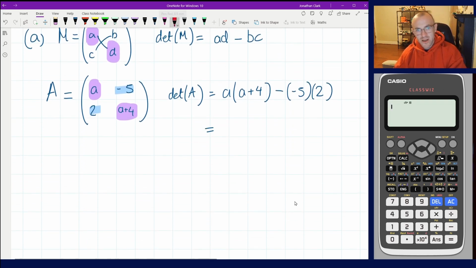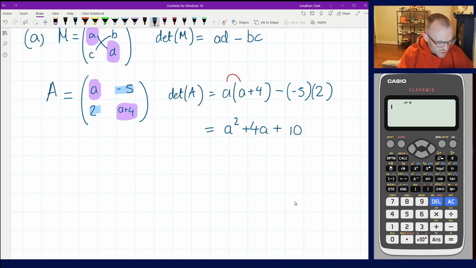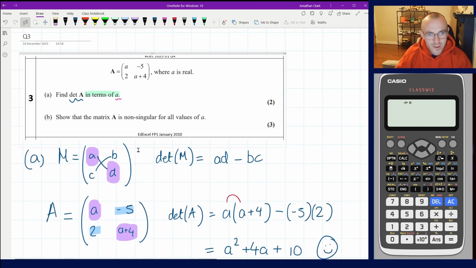So let's expand the brackets. a times a is going to give me a squared. I'm also going to get a 4a from the next multiplication. And minus minus is a plus, and that's going to give me a plus 10. And I think that's as far as I'm going to go for the determinant calculation. That looks pretty good to me. Smiley face. So let's have a look at part B.